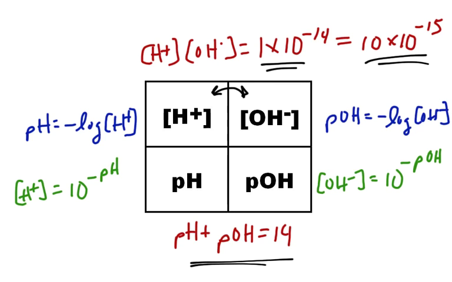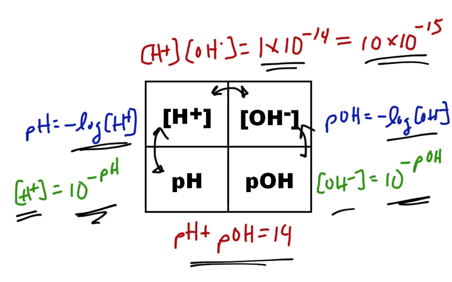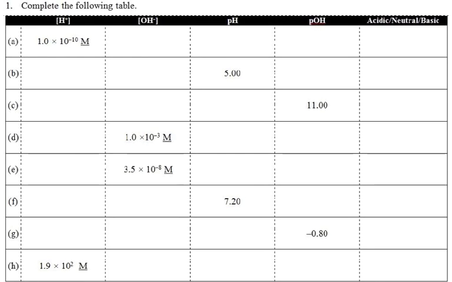Now the H plus concentration turns into the pH. We can make this conversion because the pH equals the negative log of the H plus concentration, which means the negative of the exponent, or if you're doing a fancy calculation, use your calculator. And the opposite of that is that the H plus concentration is 10 to the negative pH. Similarly, on the OH side, the pOH is the negative log of the OH minus concentration, and the OH minus concentration is 10 to the negative pOH. So we've seen these before. So let's go back and use these ideas to solve our problems.